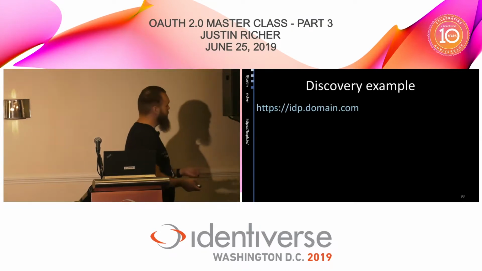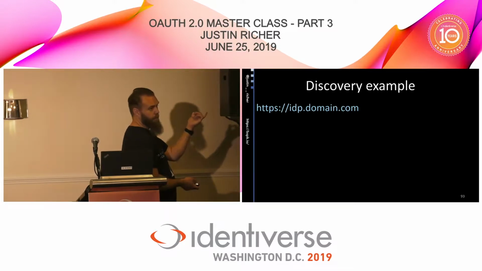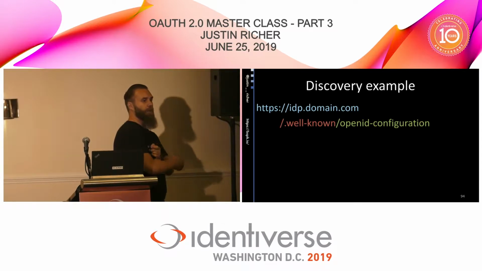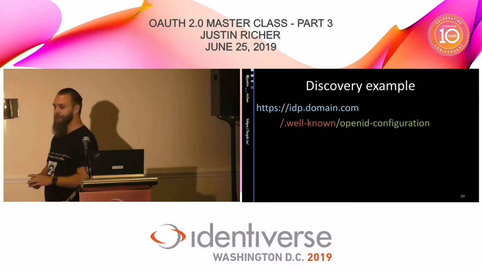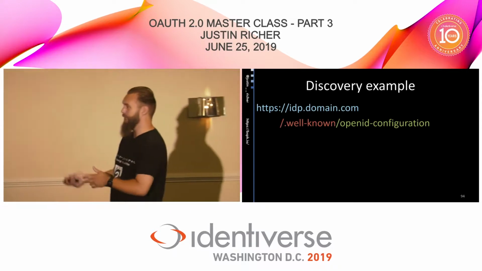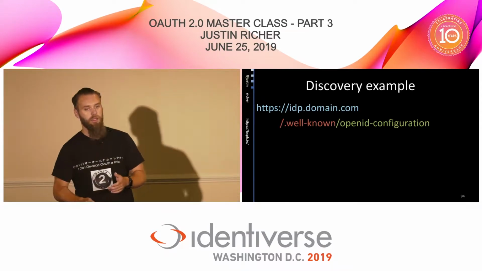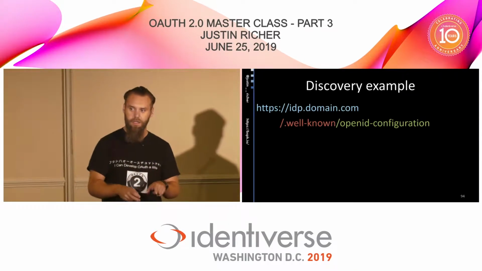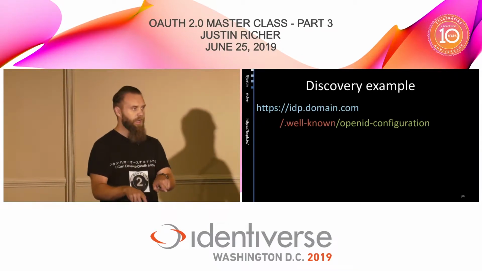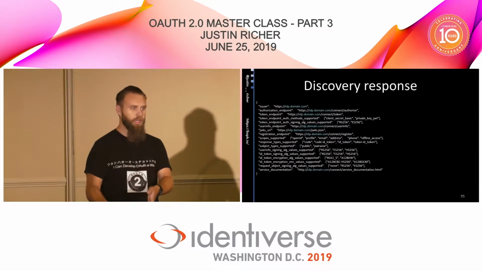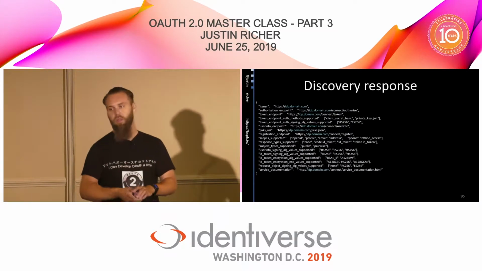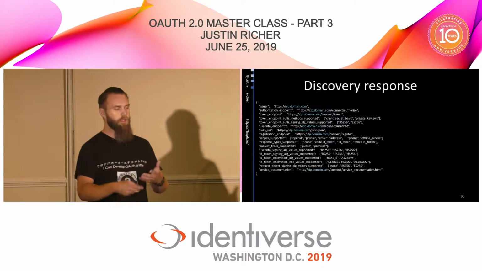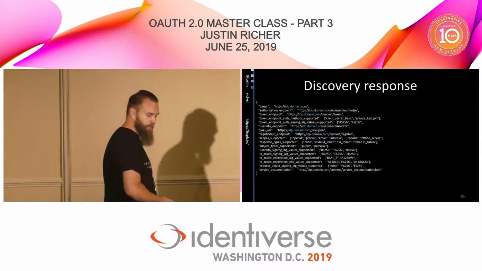Well, what we're going to do is take our server, and then we're going to tack on what's called a well-known URL. And this, in particular, is from OpenID Connect, which is an identity protocol built on top of OAuth. And that gets sent by the client, and you get back a JSON document with all of the configuration information that you need to run.